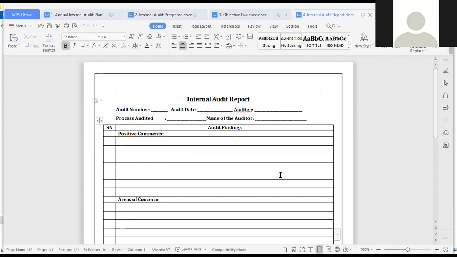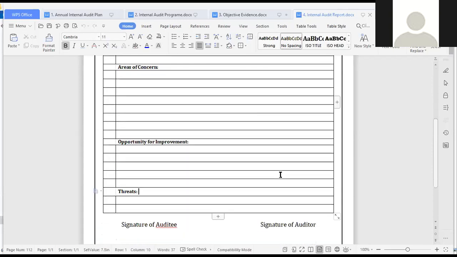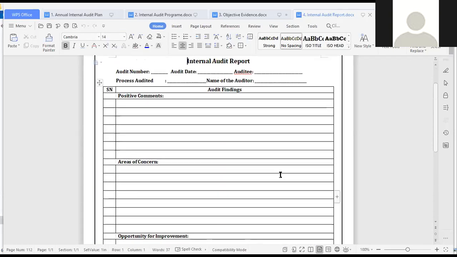I am just saying what should be the components of an internal audit report. These are just positive comments and areas of concern. I'm saying the report has to just state facts that this is what the auditor saw. I saw so many letters. Okay, I saw so many companies coming, etc.